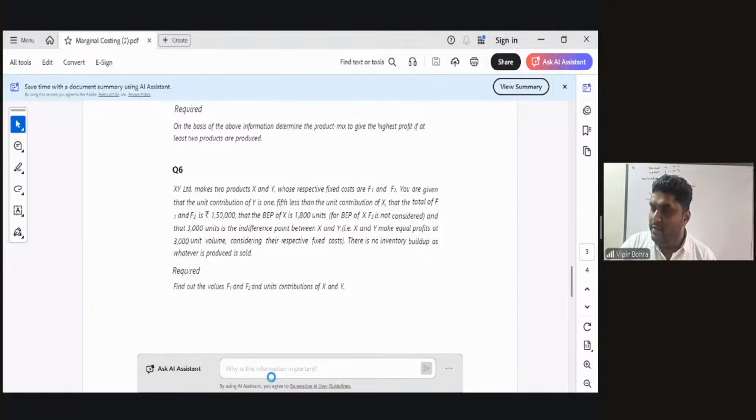And that 3,000 units is the indifference point between X and Y. That is, both are on equal profit at 3,000 units. There is no inventory buildup. Whatever is produced and sold, find out the values of F1 and F2 and the contribution of X and Y. So anyways, let's start with this question. Indifference point is 3,000 units.